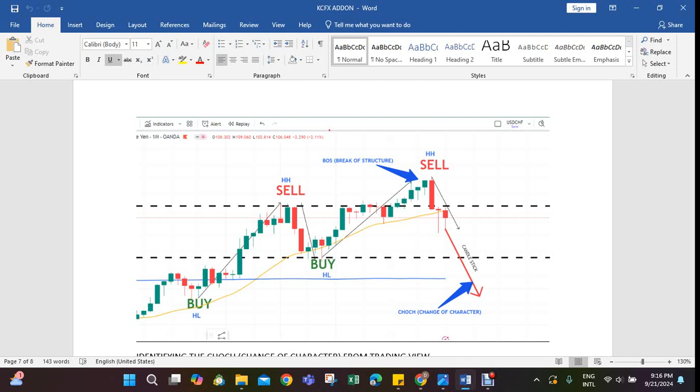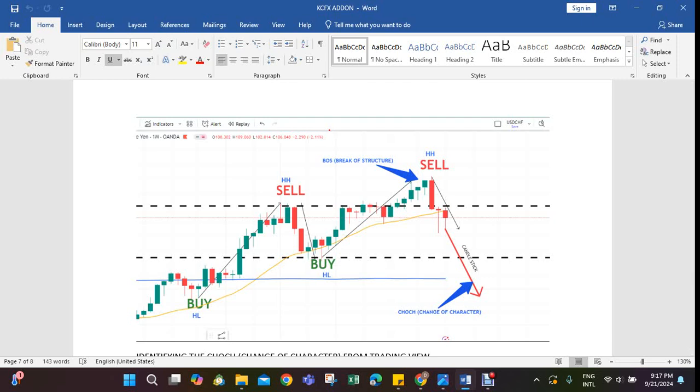So now after you've seen a BOS, you should be expecting a change of character. That change of character happens when the market comes back into that zone, these two dash lines, and crosses the previous higher low of an uptrend market. And you can see that's what happened. Anytime the candle creates a break of structure and comes inside these two dash lines and breaks the last higher low, which you see I put here as buy, that's a change of character. It's just that simple.